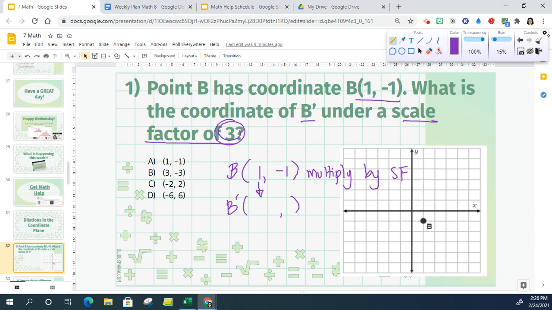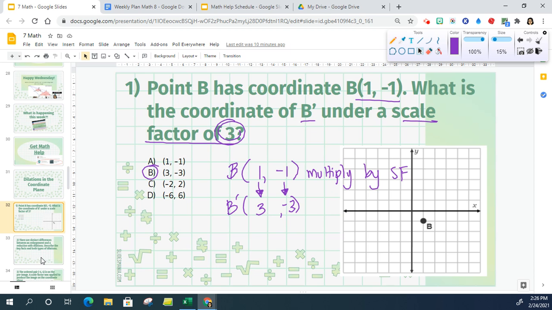So what's 1 times 3? 3. What's -1 times 3? -3. And that's your new coordinate. So this would be answer choice B, 3, -3. Okay, let's do it again.